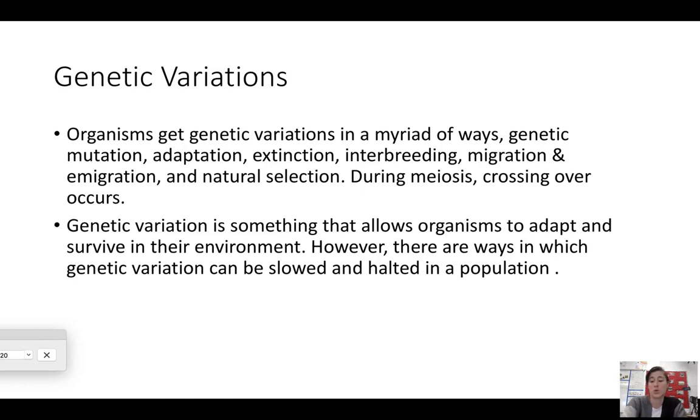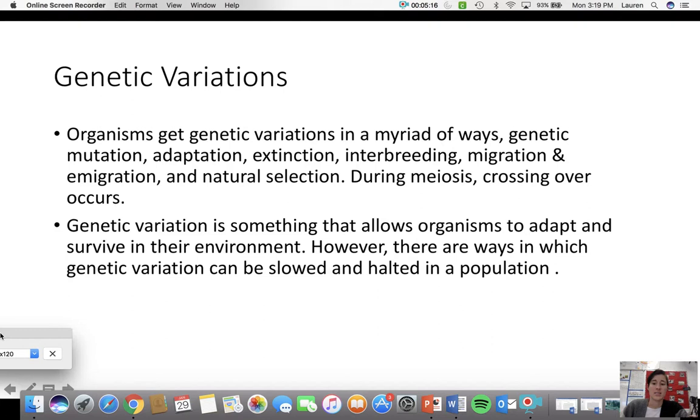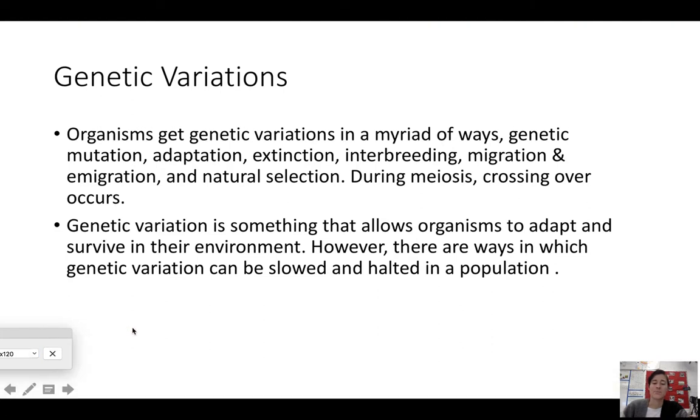So our giraffes with short necks, for example, natural selection would probably take them out of the gene pool because they have a low survivability rate. We also know that during meiosis, when crossing over happens, when a sperm and an egg meet and they start to divide, it takes genetic material from the mother and the father and mixes it, and that also creates one of the biggest genetic variations in a population. So anyway, genetic variation is something that's going to allow an organism to adapt and survive in its environment. But there are ways in which genetic variation can be slowed and halted in a population.